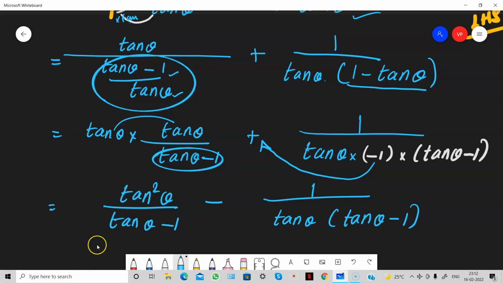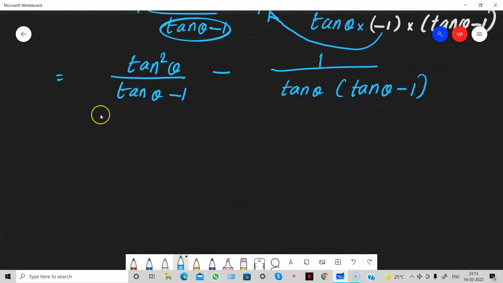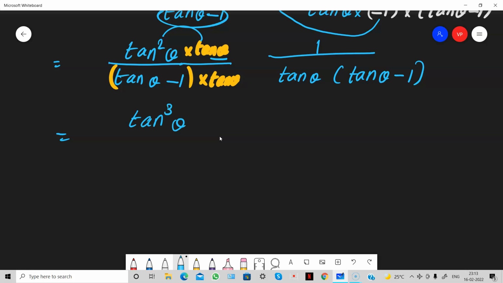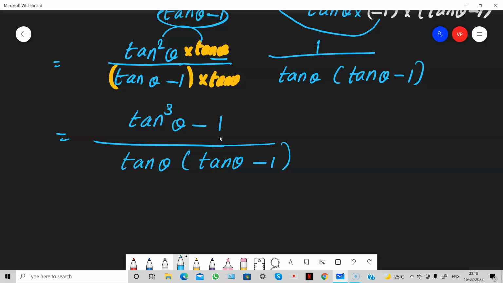Look at the denominator. It is still not equal. So what should we do? This term is equal but it is not tan theta, so you have to multiply by tan theta here also, in the denominator and the numerator. Do you understand this step? Like the LCM method. If you multiply here, it is tan cube minus 1. Then you can write simply tan theta by tan theta minus 1.